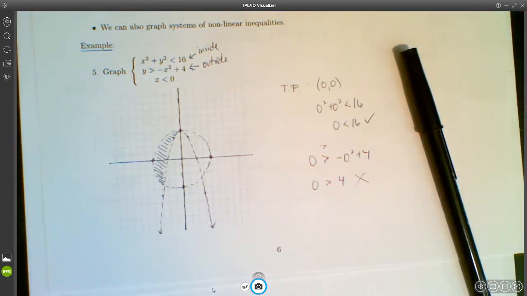But there you go. So that's how you would graph systems of nonlinear inequalities. Pretty straightforward, I think, if you know how to graph systems of linear inequalities, and if you know how to graph nonlinear equations, then we're just putting the two concepts together. Okay. So that's that.